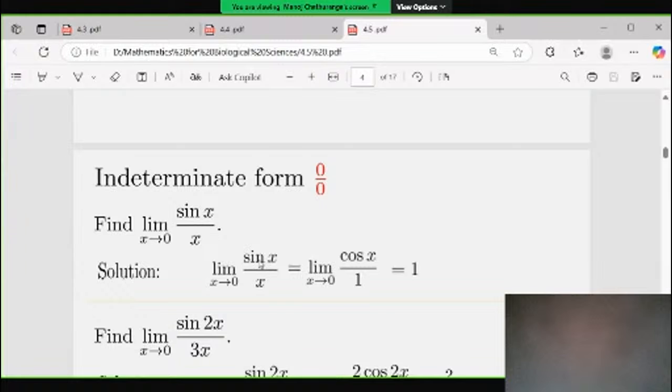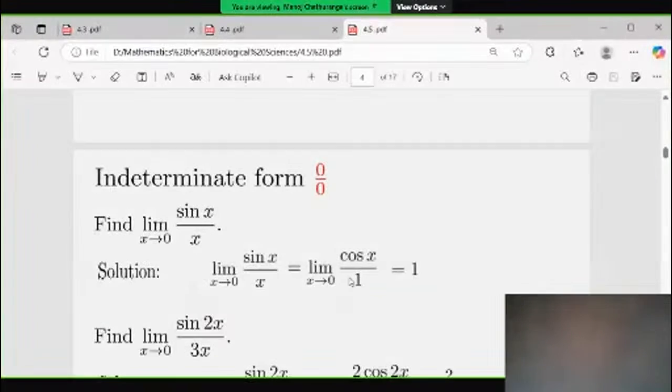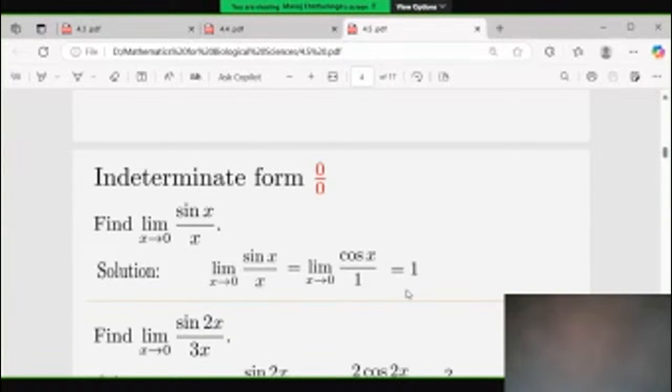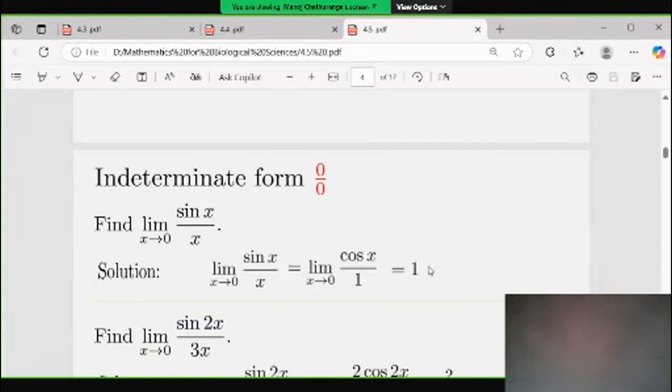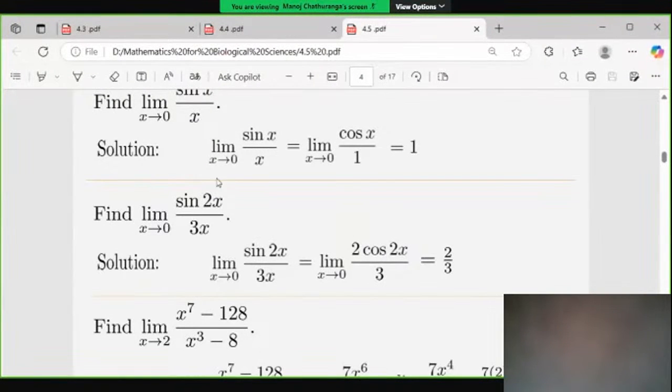So derivative of sine is cosine, derivative of x is 1. Now evaluate it. When x goes to 0, cosine 0 is 1, denominator now always 1. So 1 divided by 1 is 1. According to L'Hopital's rule, this limit is really 1. Now you can do it for this expression, like sine 2x divided by 3x.